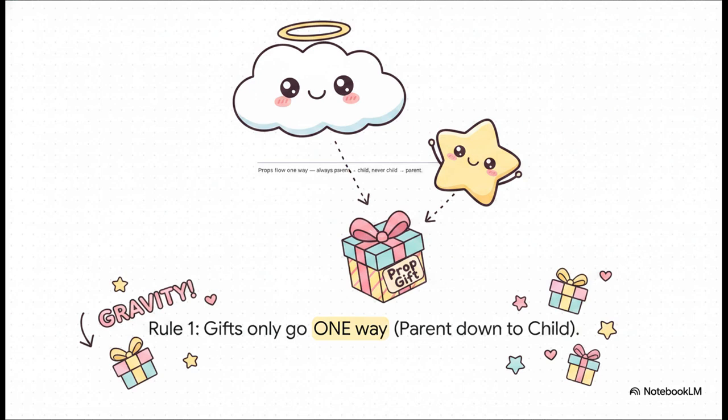All right, so to keep this whole party working smoothly, React has a few strict but very good rules. Golden rule number 1, gifts only go one way. In React land, presents always fall down from the parent to the child. The child component never sends a prop back up to the parent. Gravity only works downwards here, folks. Parent down to child every single time.